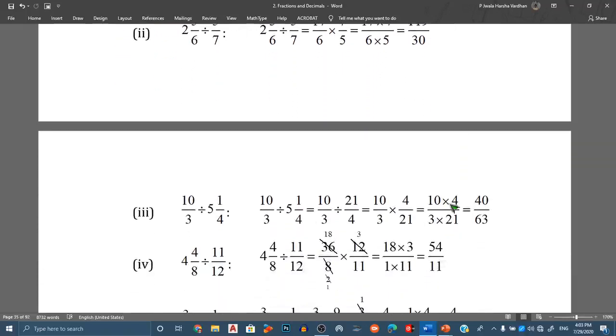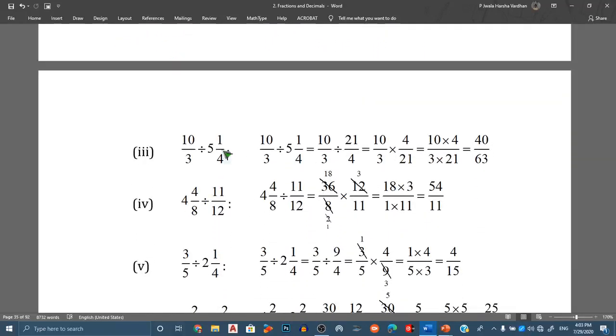So next, 10 by 3 divided by 5 1 by 4. So convert 5 1 by 4, it's improper. This is 21 by 4. Now convert this division into the form of multiplication by taking the reciprocal of the second one. So 10 by 3 into 4 by 21 inverted, that is 10 by 3 into 4 by 21. Okay. So now here also there is no common factor. So 10 4s are 40 and 3 21s are 63.